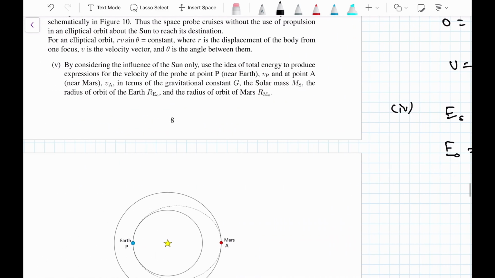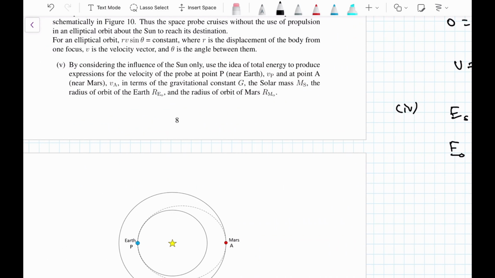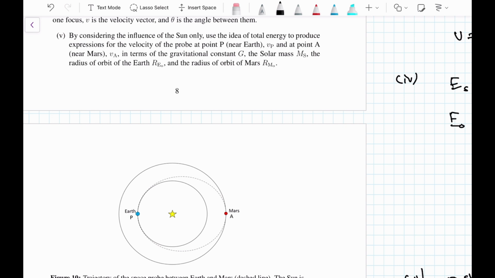Okay, and then for the expressions for the velocity, we want to express these in terms of the gravitational constant, solar mass, and the radius of the orbit of Earth. Well, in this case, we cannot use the equation for circular motion to do this because this is an elliptical orbit.